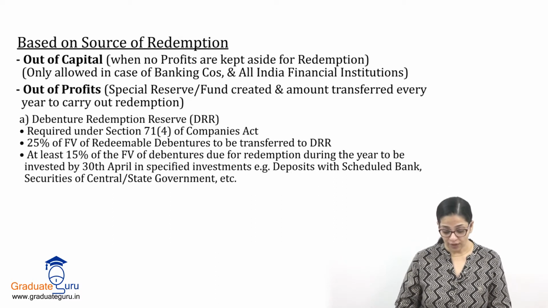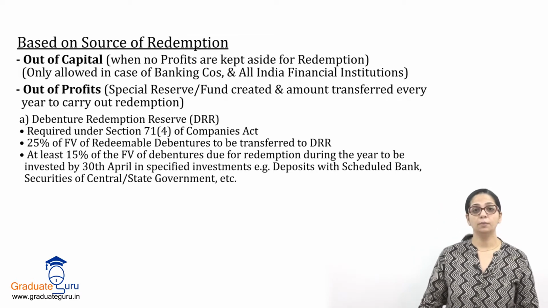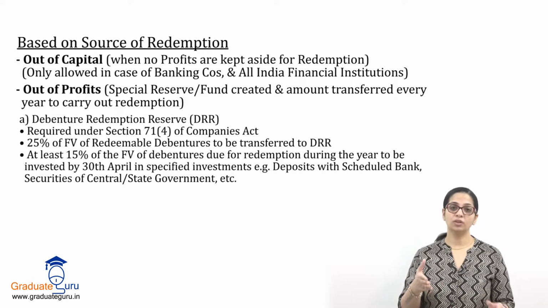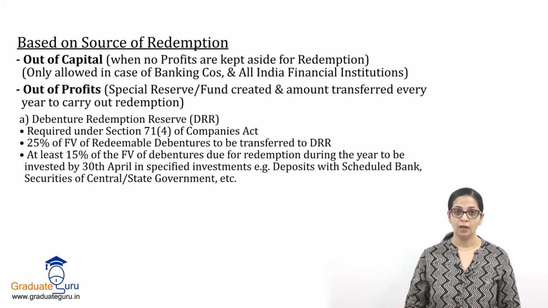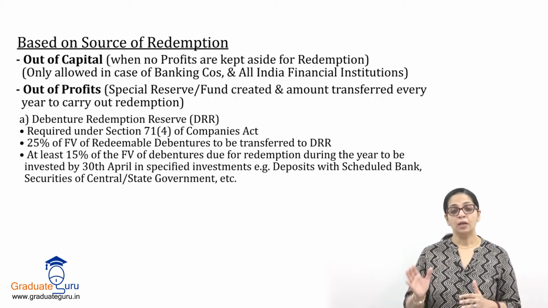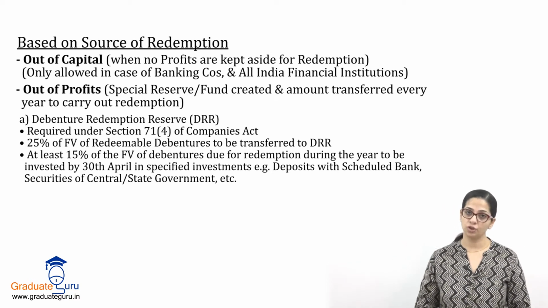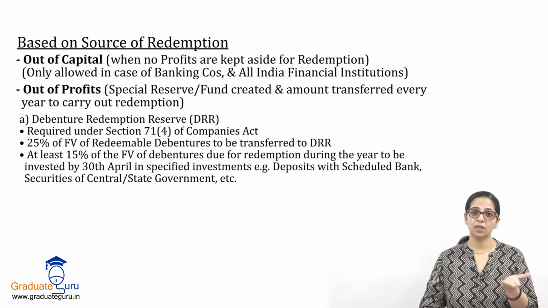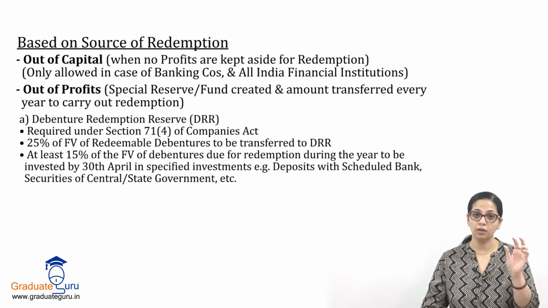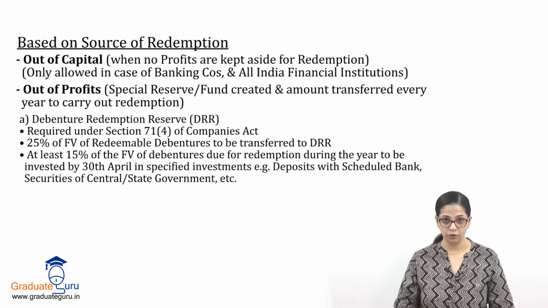25% of the face value of redeemable debentures to be transferred to the debenture redemption reserve. So, जितने भी debentures total हमारे balance sheet में जितने भी debentures दिख रहे हैं, which are redeemable, okay? In that case, 25% of that total debentures should be transferred to the debenture redemption reserve account. So, अगर debentures हमारे 1 lakh हैं, उसका 25%, so 25,000 should appear as a reserve in your balance sheet in debenture redemption reserve.